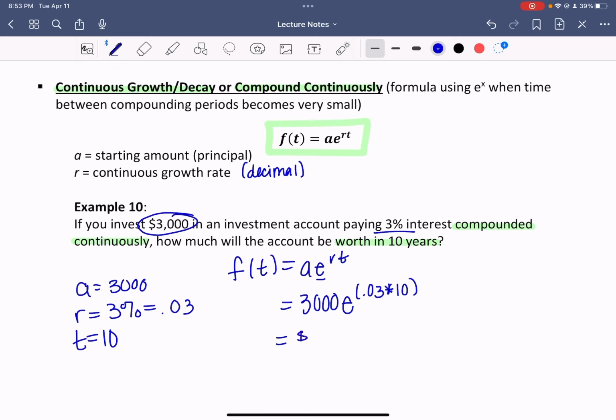This gives me a value of $4,049.58, again rounding to 2 decimal places. And this is just going to be using that e that we were already using earlier. So you can see this section does have a lot going on. Go in there, try the homework, and then reach out if you need some assistance.